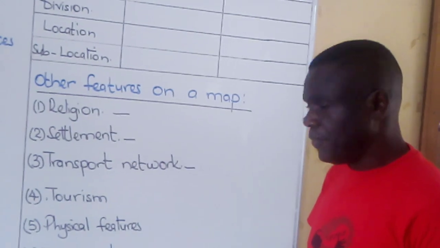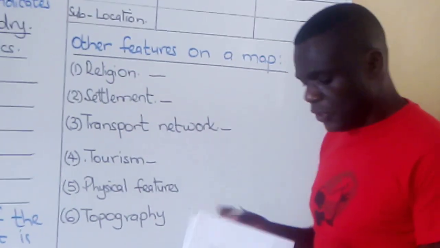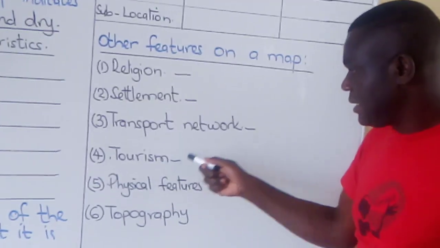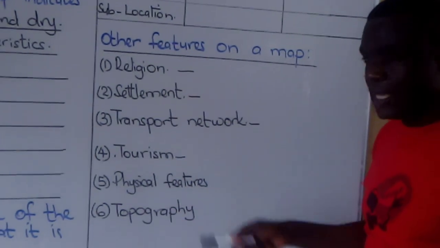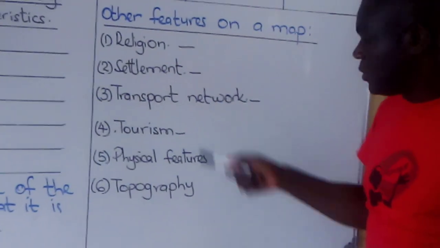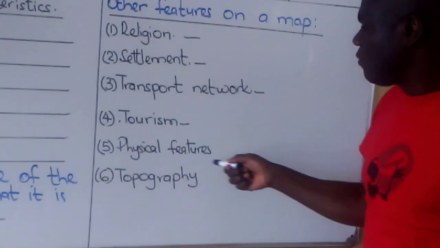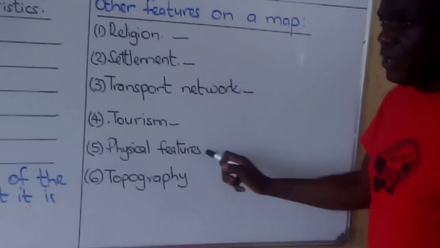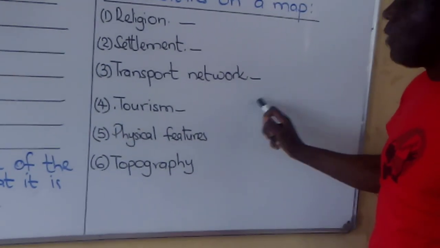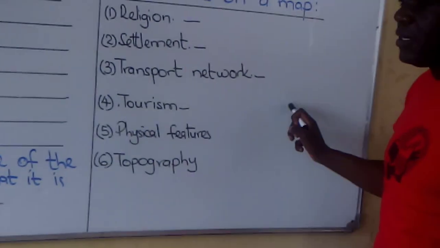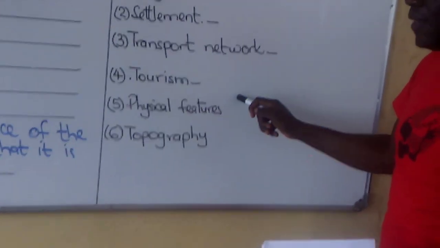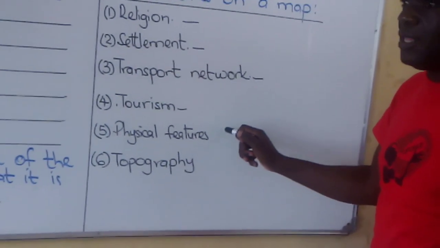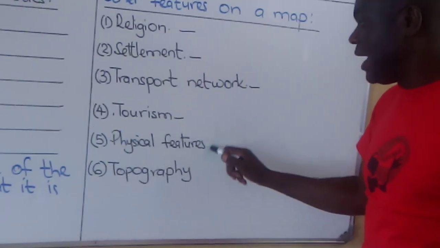Then there's tourism. The presence of tourist attraction centers or sites shows that there is tourism: the game parks, the game reserves, the museums, those sites. Then we've got the physical features. Physical features are divided into relief and drainage features. Relief, we have mountains, plateaus, plains, lowlands. Then drainage features, we've got the swamps, the lakes, the rivers. Those are under physical features.